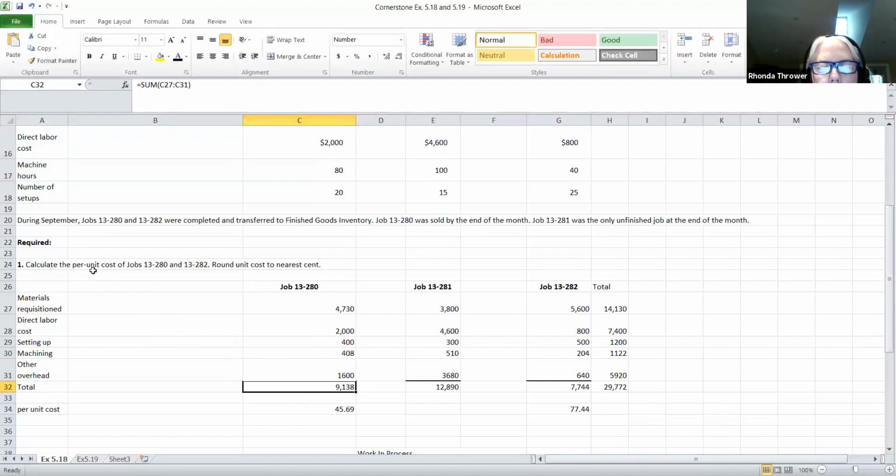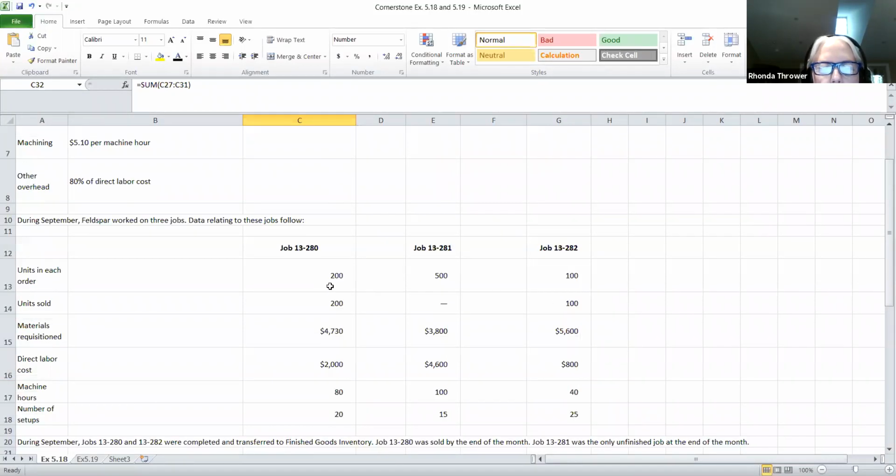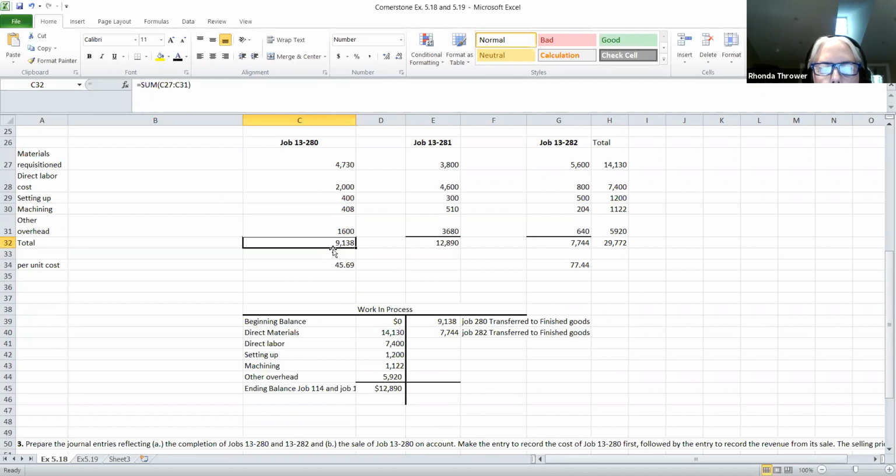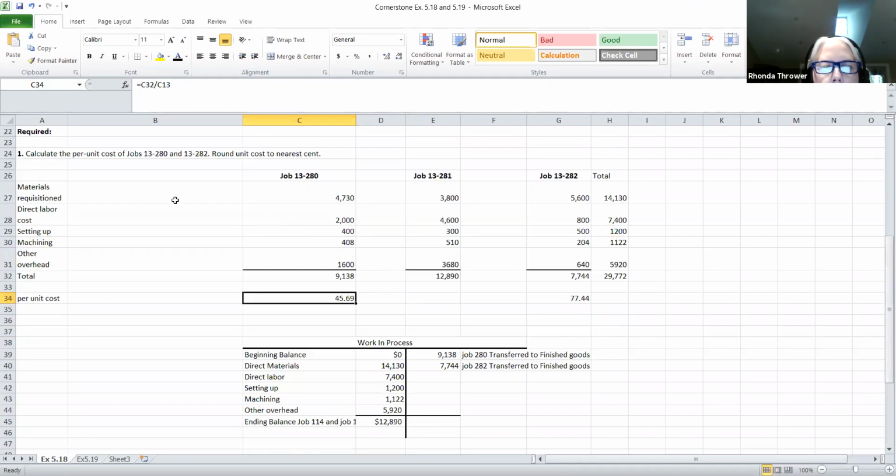Now, what they ask you for in your instructions is the per unit cost. So I had to take this a step further and find the per unit cost of job 280. The way that I would do that is I would take this total cost and divide it by the number of units in the order for job 280. The number of units in this order was 200 units. So if we divide 9,138 by 200, it will give you your per unit cost. And that's what they're asking you to calculate in requirement number 1.